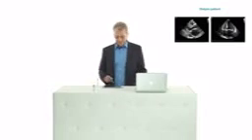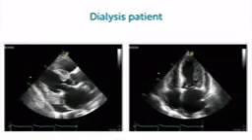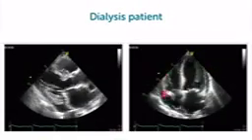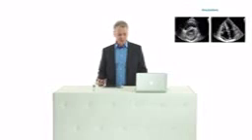What about this patient? Dialysis patient. Routine finding of a pericardial effusion right here, and right here. Does it matter? Not really, because we know that many dialysis patients have pericardial effusions.